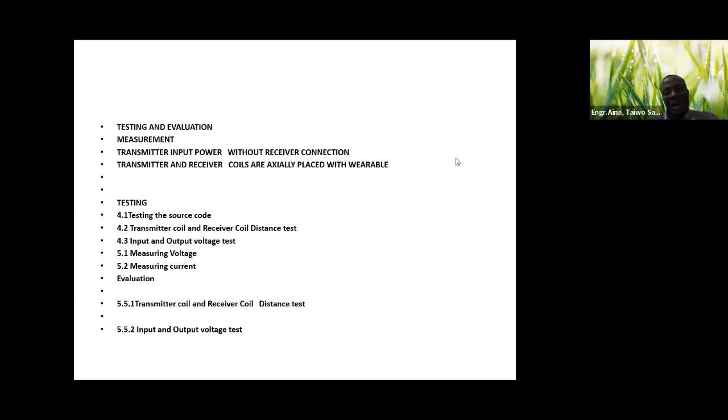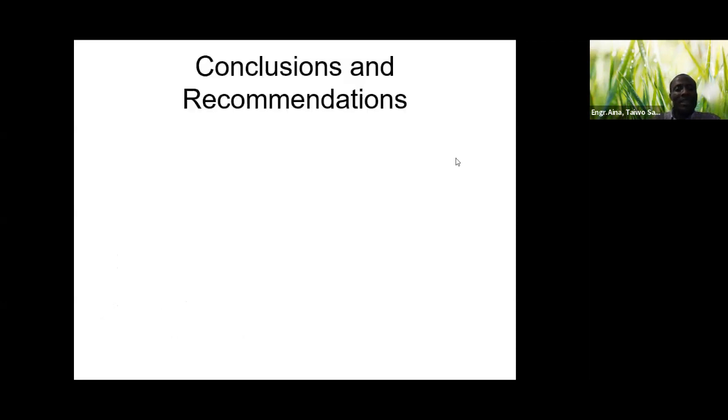Then how have you been able to test the code you have written? How have you been able to test your transmitter coil, the resistor, and the receiver coil? How have you been able to measure the voltage and the current? Each of these must be explained. Then after that, you will present it in a graphical way, by plotting the graph, and you show the graph. Now, after that, we go to the conclusion and the recommendation.